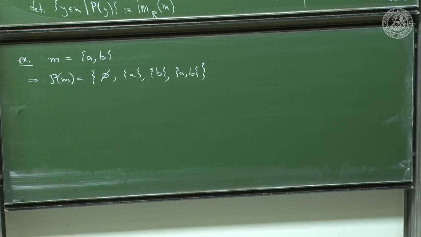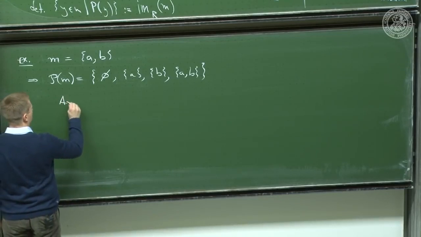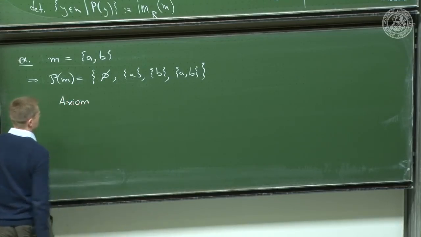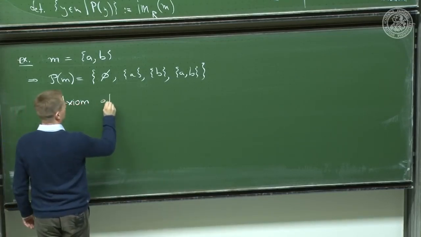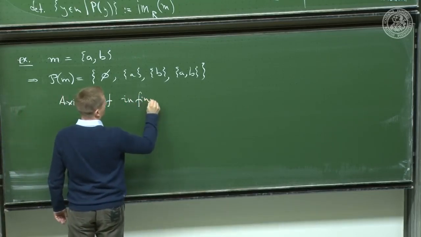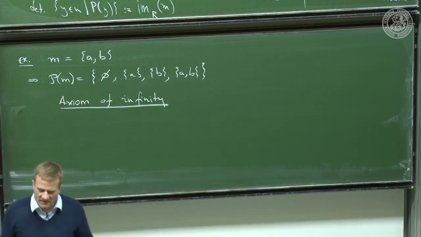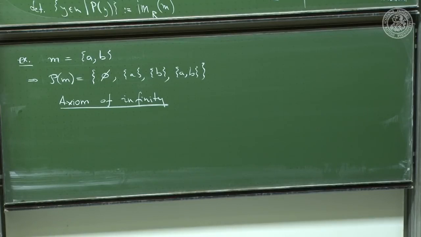Let me go to the I, and then we'll continue with the rest next time. It's the axiom of infinity. The axiom of infinity is something we also want, because otherwise we don't get standard mathematics.